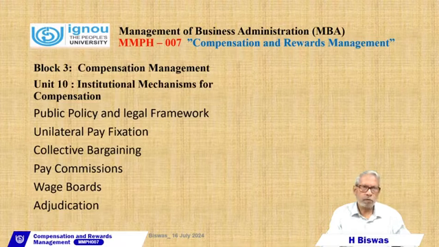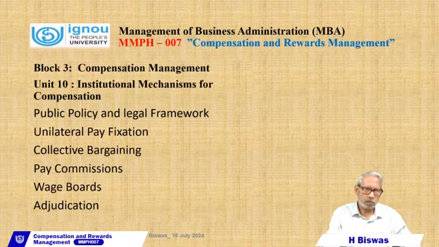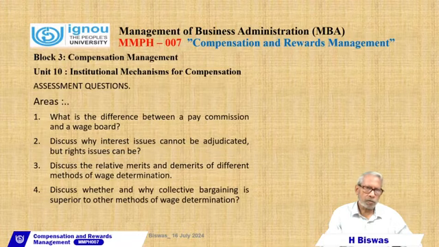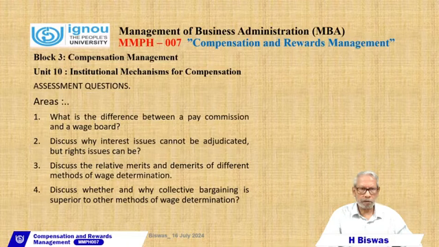Wage boards, adjudicators, all of these I've already touched upon. The questions will be like this. Discuss why the interest issues cannot be resolved. Discuss the relative merits and demerits of the different methods. Collective bargaining is superior to other methods of wage determination.